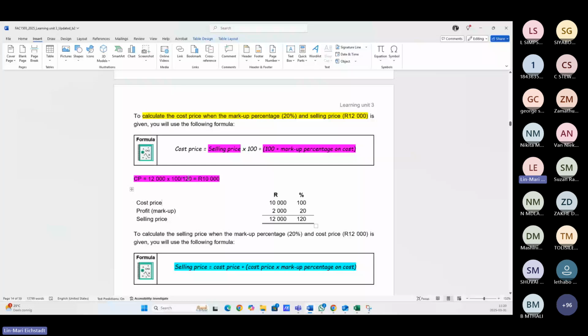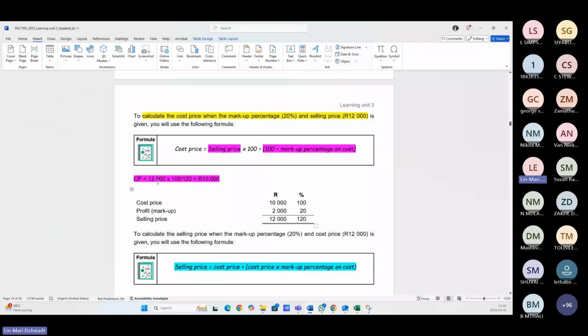So we want our cost price. Our cost price is always 100. We know in this one our markup is 20%. So what do we want? We want the 100, which is our cost price, divided by our selling price, so our 100 plus our markup, which is 120. And we times that by what they've given us, our selling price. And this will give us our cost price.